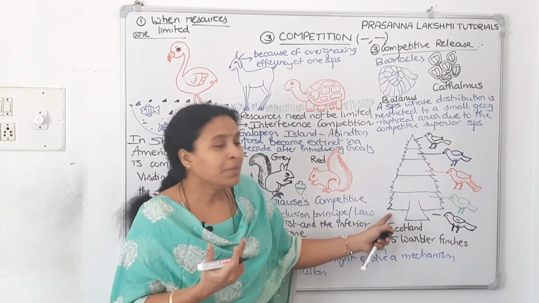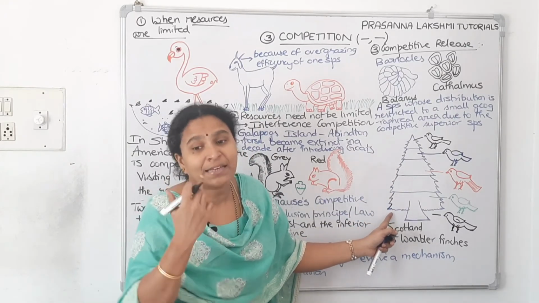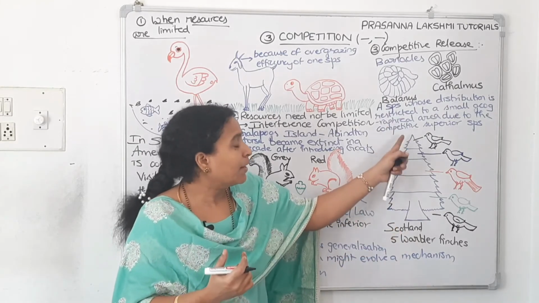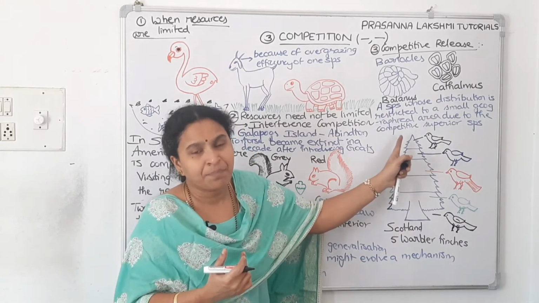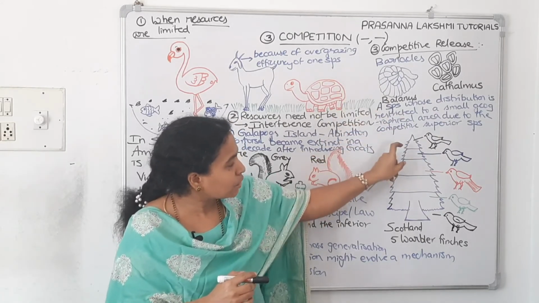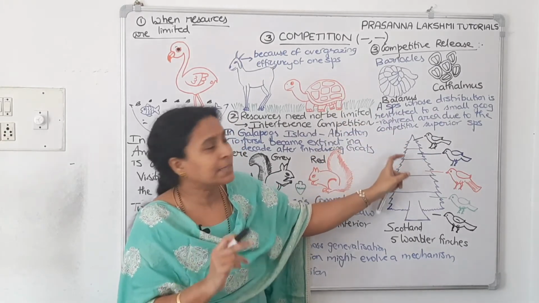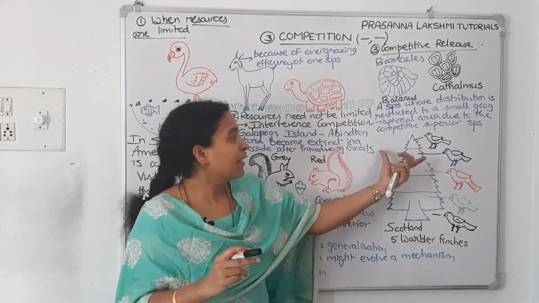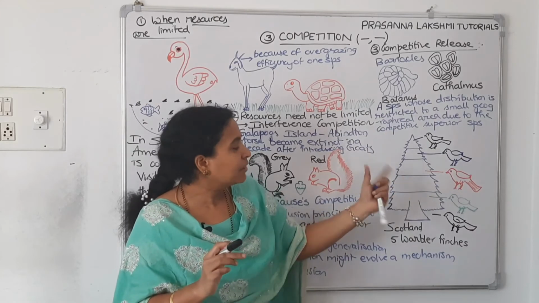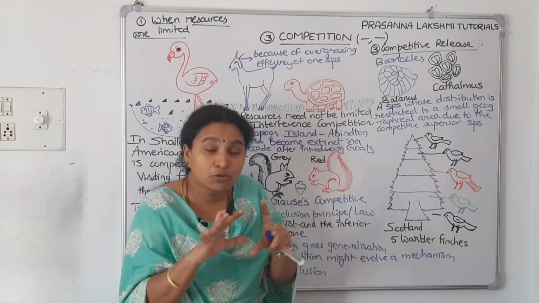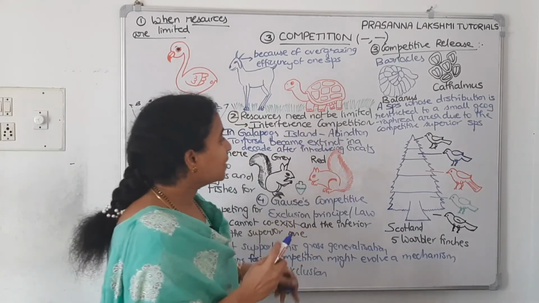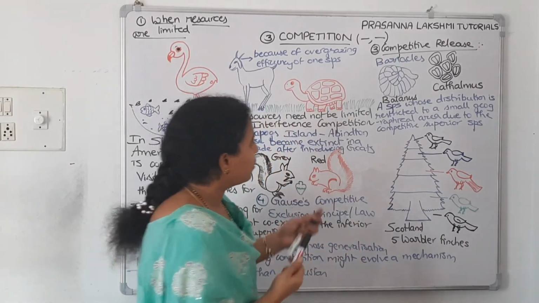How are they doing it? By showing differences in their foraging activities. This one will come in the early morning at sunrise and it will pick the insects from this level and above. Whereas this one will come in the morning and it will pick the insects at this level. The third one will come in the afternoon and pick the insects from this level. They have made resource partitioning. This concept is called MacArthur's resource partitioning. Let me write it down here.